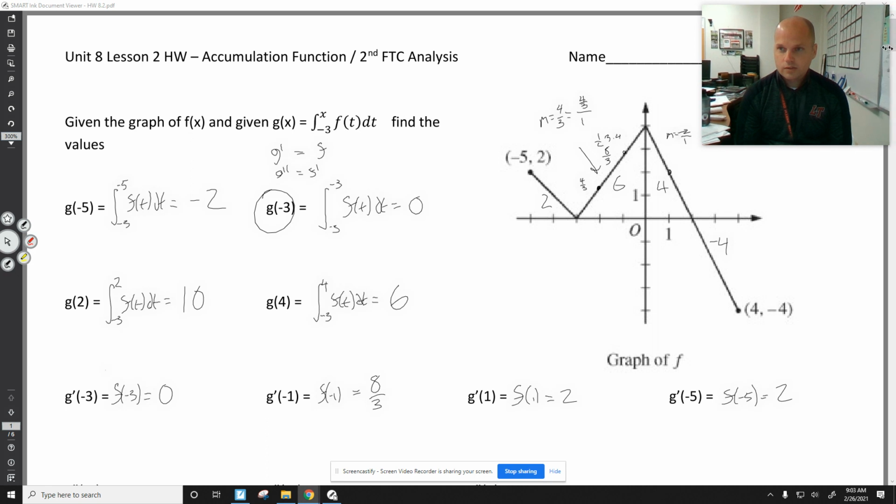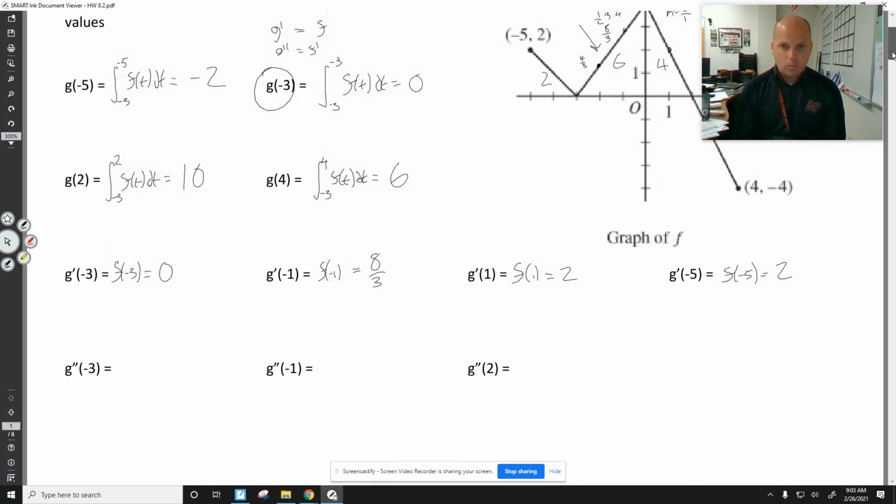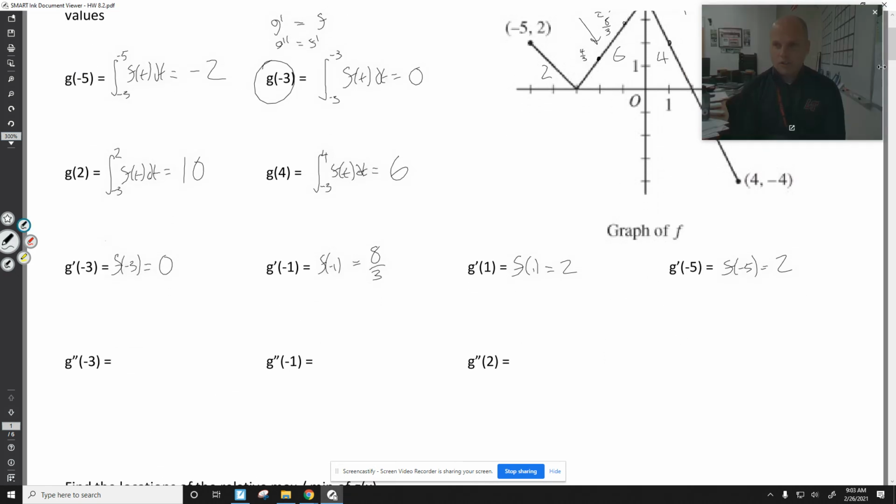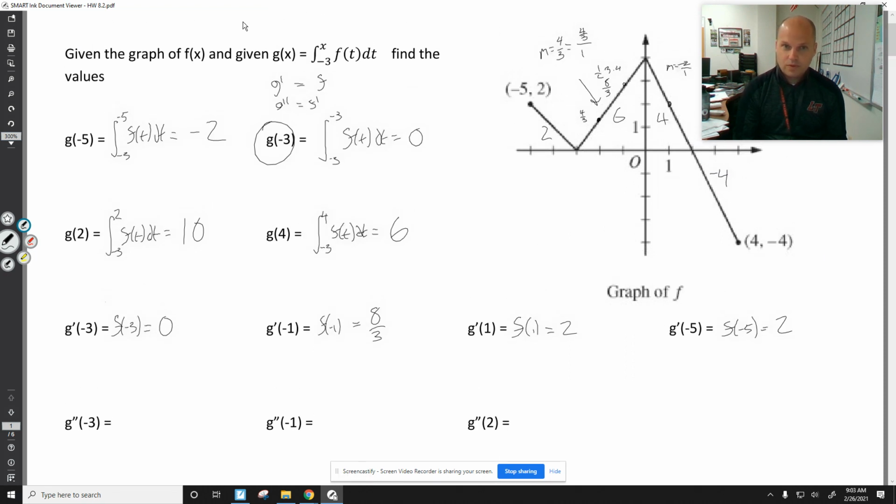Okay, next question. G double prime. Well, again, understanding that G is the antiderivative of f, G double prime would be like big F double prime. Well, it's just like regular f prime. If you don't get that, that's fine, as long as you stick with this: the derivative of an integral is just what's inside. The derivative of that is f prime. G double prime equals f prime. So G double prime of -3 is f prime of -3.